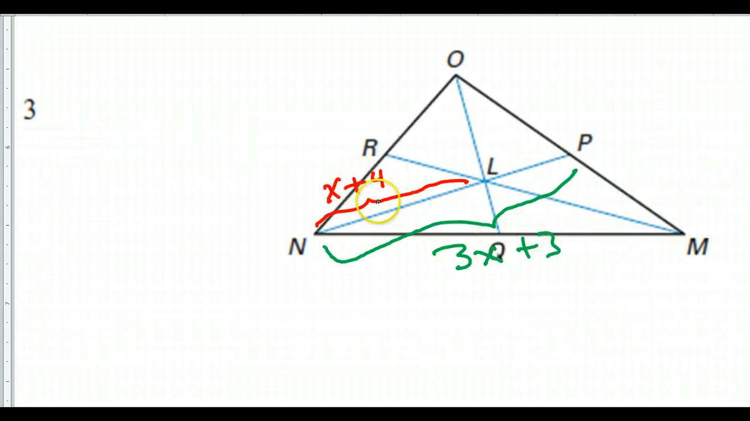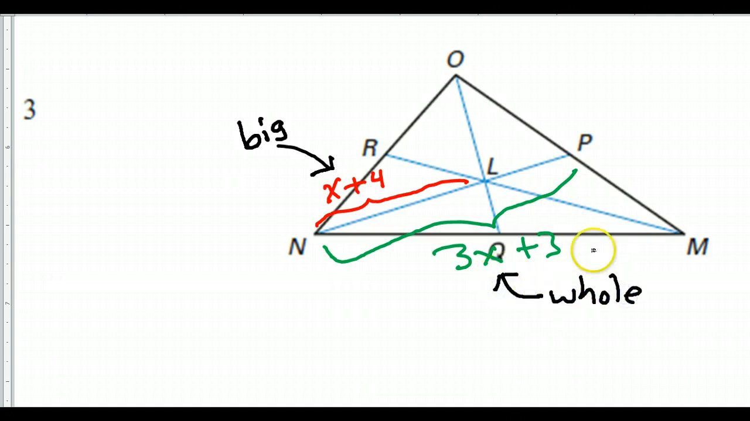Look at the two types of things that we're given. We're given this red, NL. Is this the big piece, the small piece, or is it the whole thing? Hopefully you can see that this is the big piece. Now what about this green? Is this the big piece, the small piece, or the whole thing? I'm hoping you can see that this is the whole thing. So we've got the big piece and we've got the whole thing.